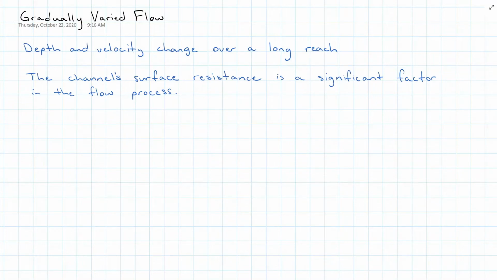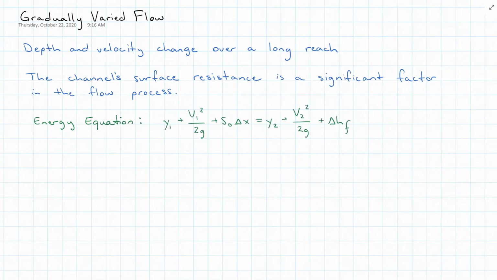So we can rewrite the energy equation. You'll see in this energy equation that pressure head is gone because it is open channel flow. You'll also see that we changed the elevation to the depth of flow. We've added in the bed slope over the distance for that head, and then there's this HF head loss here. And this is the channel's resistance head loss.